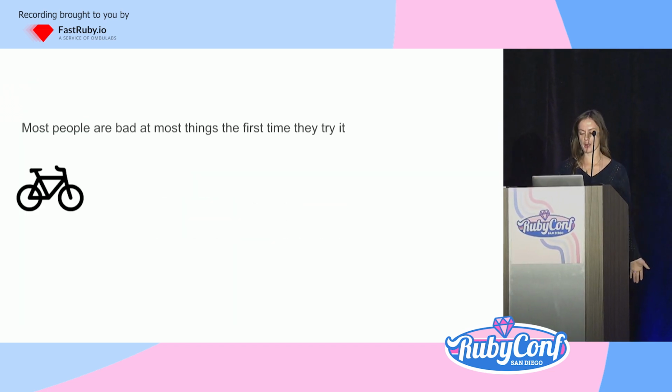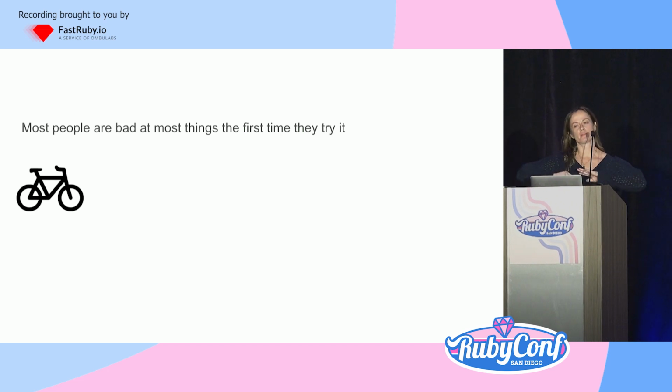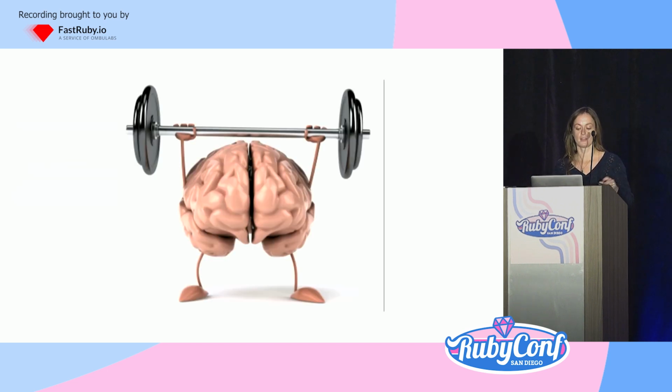So, welcome. You are all probably accomplished bicycle riders, so maybe you don't remember, but I just learned how to ride a bike as an adult, and you may remember, when you're first trying something, you're a little wobbly, maybe your muscles haven't quite figured out how to do it, and most people are bad at things the first time that they try it. That's because your brain hasn't built the neural pathways to run your muscle memory for those activities.